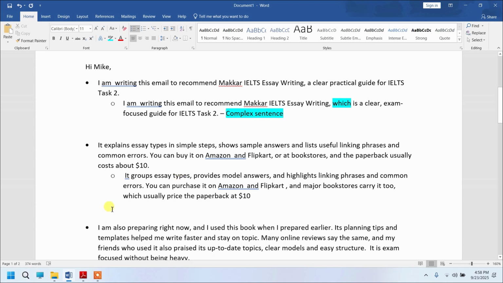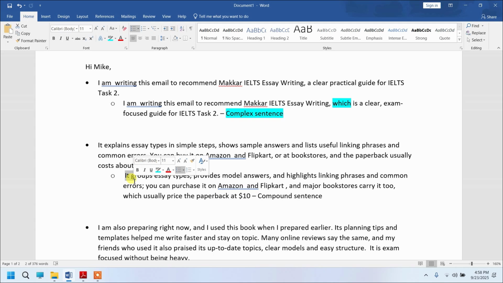Okay, in fact, this is one. So what I can do: it groups common essays and highlights linking phrases and common errors. You can purchase it on Amazon. Okay, I don't want to use and here. I will put a semicolon. So now I will write a small y here. Done. So now this is your compound sentence. Why is this compound? We have two independent clauses. So we have one independent here, we have one independent here. Okay, that's all.